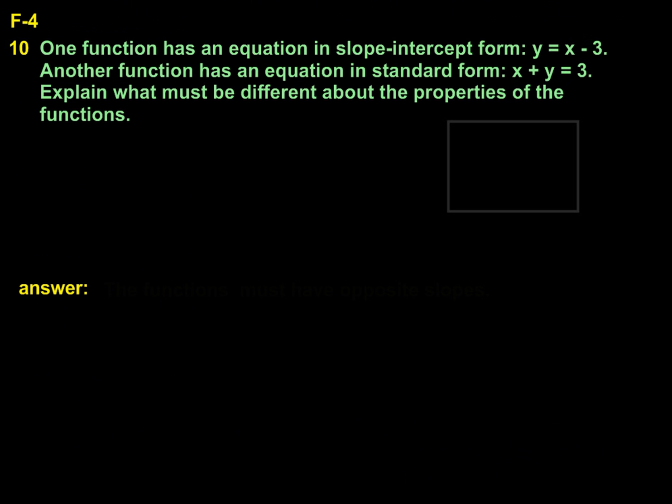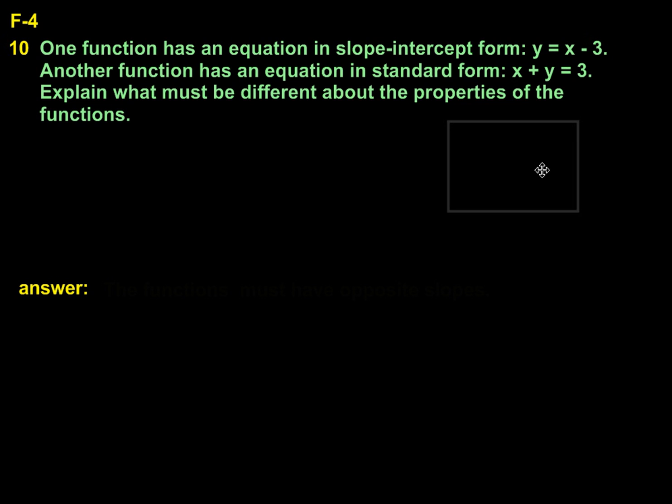And now we're going to move on to question number 10. It says one function has an equation in slope-intercept form, y equals x minus 3. Another function has an equation in standard form, x plus y equals 3. Explain what must be different about the properties of the functions. Well, you should notice that this one is in y equals mx plus b form, and this one isn't, but we need it to be in order to really make a comparison.